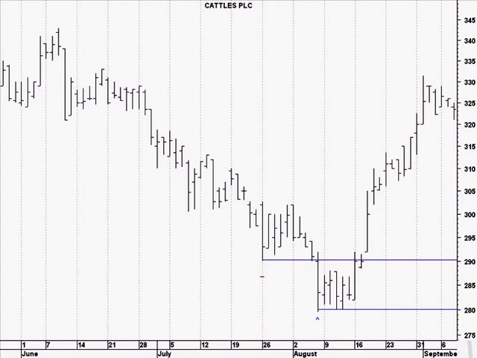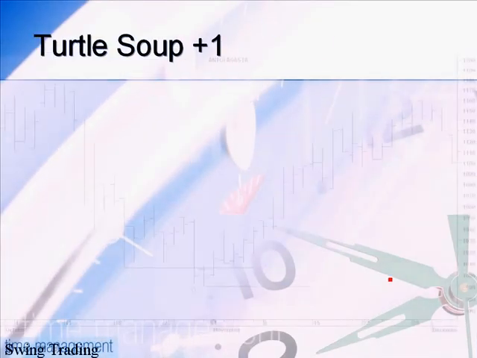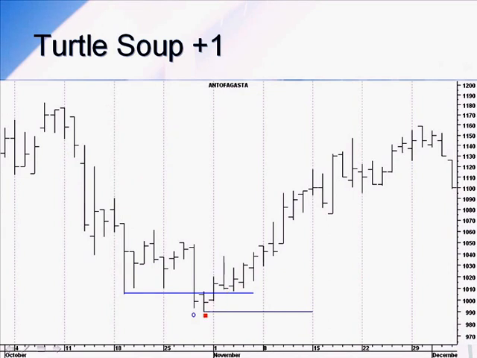I'll give you a Turtle Soup plus 1 example, Antofagasta. And let's say we're looking at this. So we've got the 20-day low, the previous 20-day low over here, which we're going to put as an entry level, as a buy signal. We move forward, and we see, if we put the stop loss here, that in actual fact it breaks above the buy signal and moves on up.